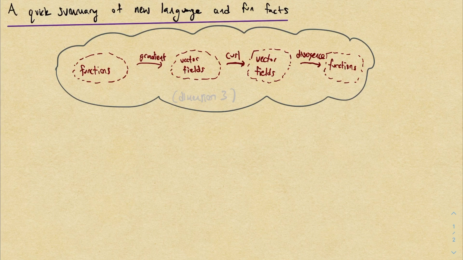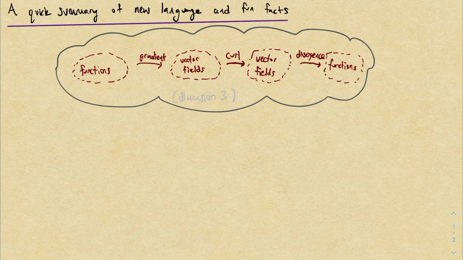We've learned about a number of operations, in particular the gradient, the curl, and the divergence. We want to think about the gradient as something which eats a function and spits out a vector field. We want to think about the curl as something which eats a vector field and spits out another vector field. And finally, the divergence is something that eats a vector field and spits out a function.